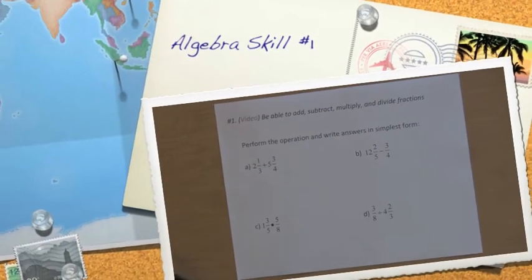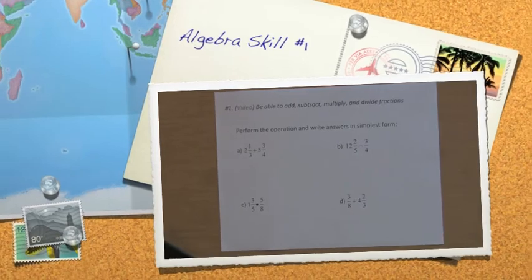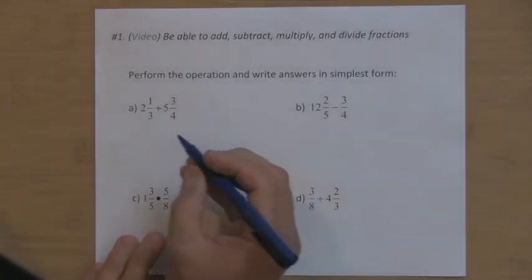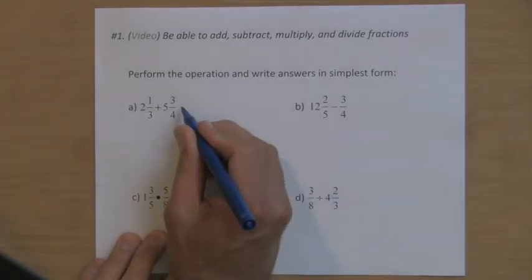Alright, here's skill number 1. Adding, subtracting, multiplying, dividing fractions. The first problem, 2 1/3 plus 5 3/4. These two mixed numbers do not have common denominators.